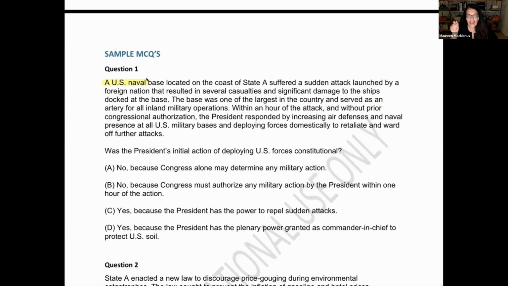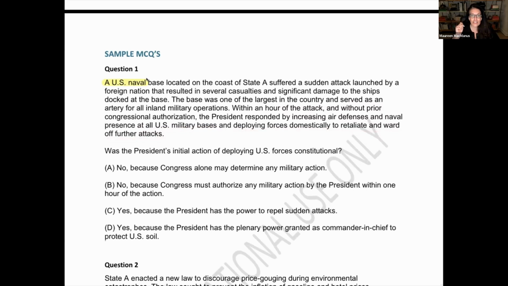Within an hour of the attack and without prior congressional authorization, right? What do you need congressional authorization for? Right? You need it to declare war, right? Yeah, you need it to declare war, but a president can take military action on their own. So the president responded by increasing air defenses and naval presence at all U.S. military bases and deploying forces domestically to retaliate and ward off further attacks. So squarely within the president's power.